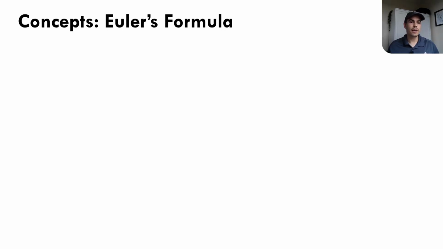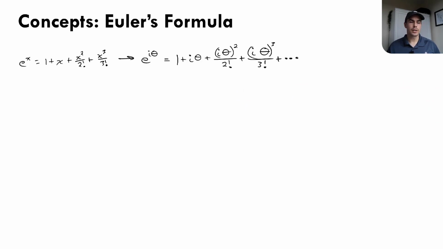Let's also take a look at Euler's formula. This is going to help us represent complex numbers in exponential form. Okay, so we'll start off here with Euler's formula, and we're going to substitute, instead of x, i theta. So when I do that, I get something that looks like this.